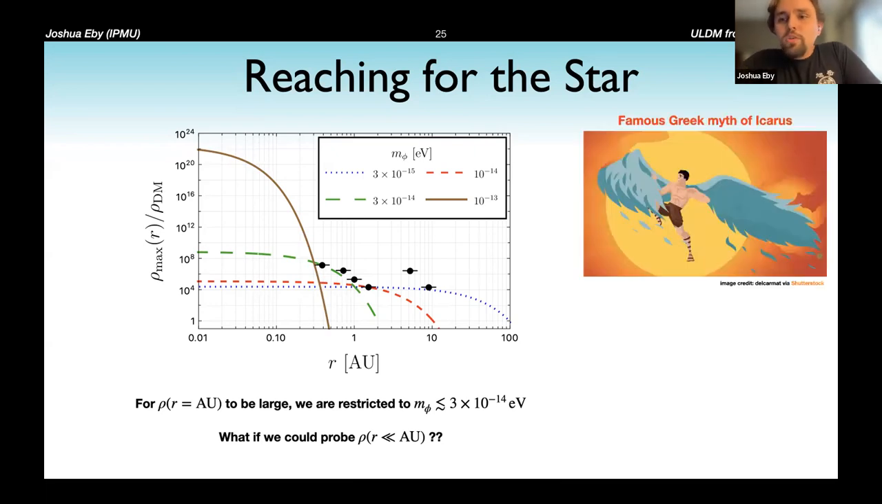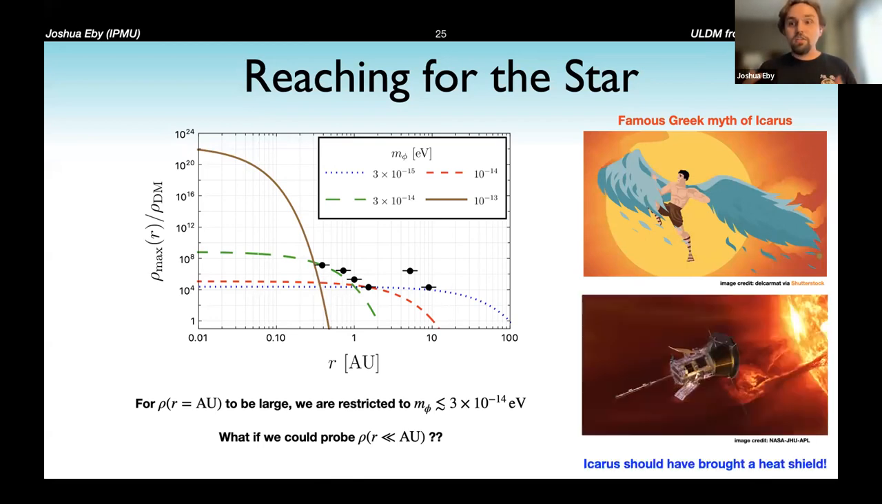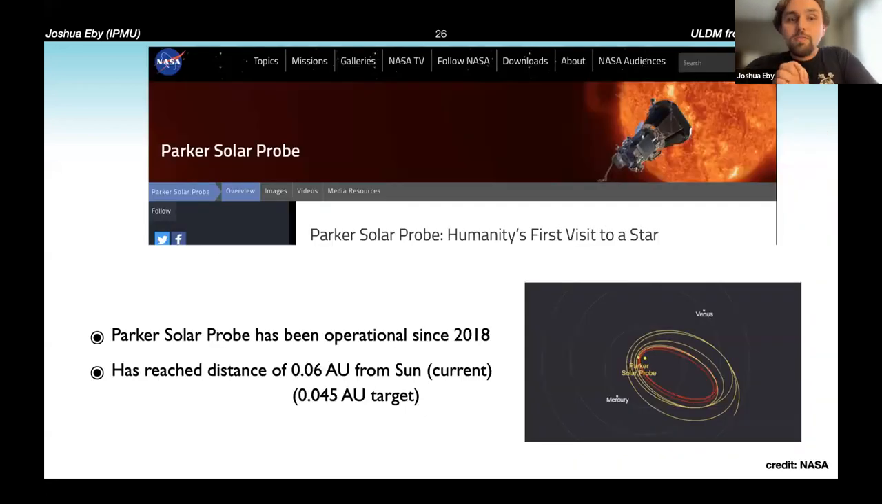There's a problem, and we don't want to be too full of hubris, because we know the famous myth of Icarus, who had his waxen wings melted because he tried to fly and do things near the sun. I think in the modern day, we are much smarter than Icarus because we have heat shields, which he did not bring, which is unfortunate for him. This image on the bottom right is actually an image of a currently operating space probe known as the Parker Solar Probe. And this probe has been operating since 2018, and it has been for several years far within the orbit of Mercury, probing inside.